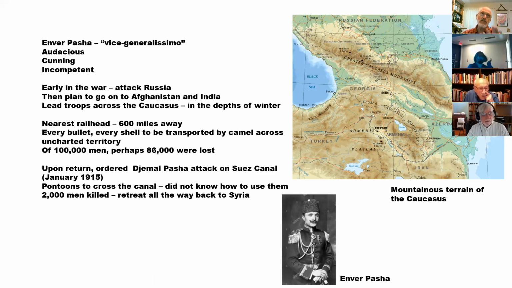Cemal Pasha is an honorific title. So you have these three guys. Cemal Pasha says, let's attack the Suez Canal. So they get to the canal and they have these pontoons and they don't know how to use them. They have thousands of men killed. I mean, they're slaughtering people. We read about the British and the French letting their people be slaughtered. The Turks were involved in the same kind of thing. It's horrible.